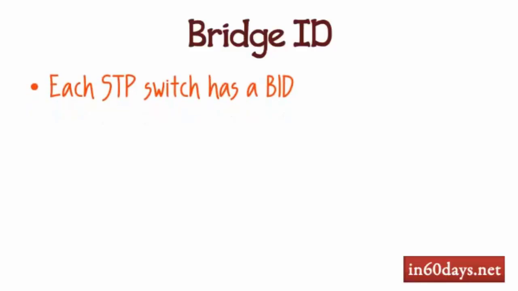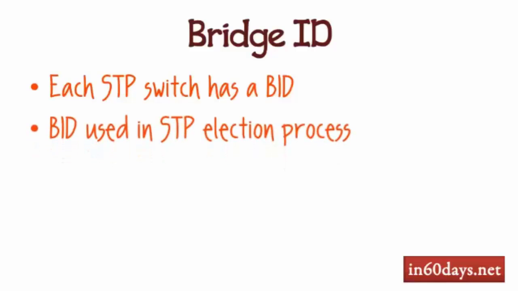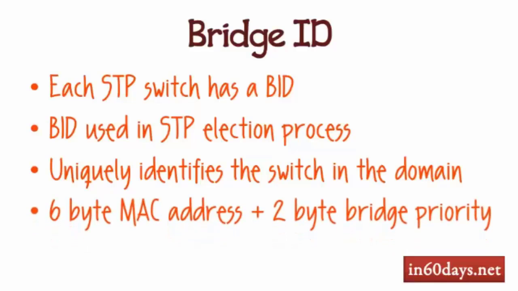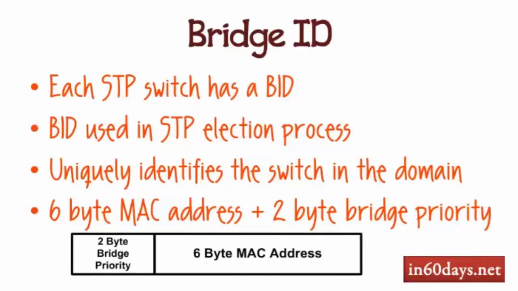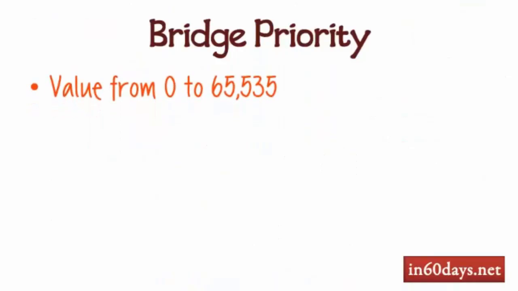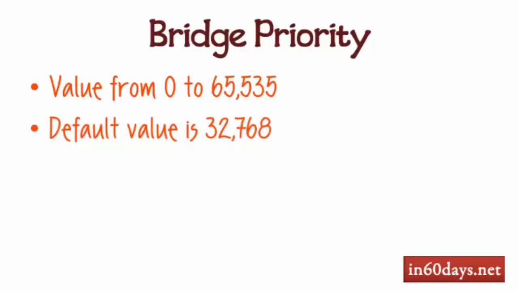Okay, so each switch in the spanning tree domain has a bridge ID. This is used in the entire process to elect what your root is going to be and non-root. So the bridge ID is made from the 6-byte MAC address and a 2-byte bridge priority. Now the bridge priority does go up in increments, but it can be from 0 to 65,535. All switches by default have, and we'll see this in a moment, the default value 32,768.